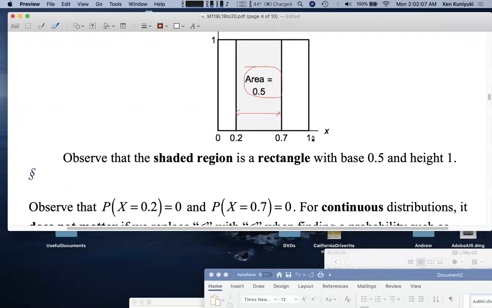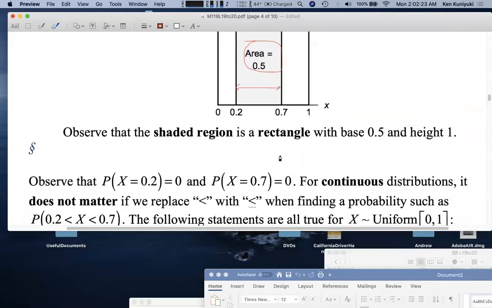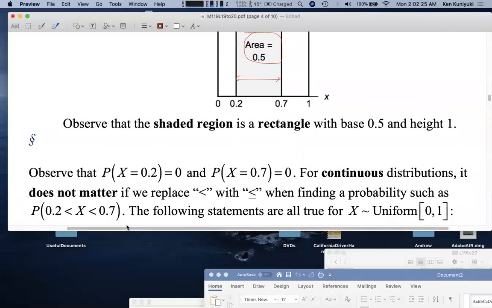And that's because the probability that X is exactly 0.2 is 0. The area of this line segment is 0. Likewise, the probability that X is exactly 0.7 is also 0. The area of this line segment over to the right is 0. So for continuous distributions, again, it does not matter whether you have is less than or is less than or equal to. As far as these kinds of probabilities go, it doesn't matter whether you have bars underneath here or not.